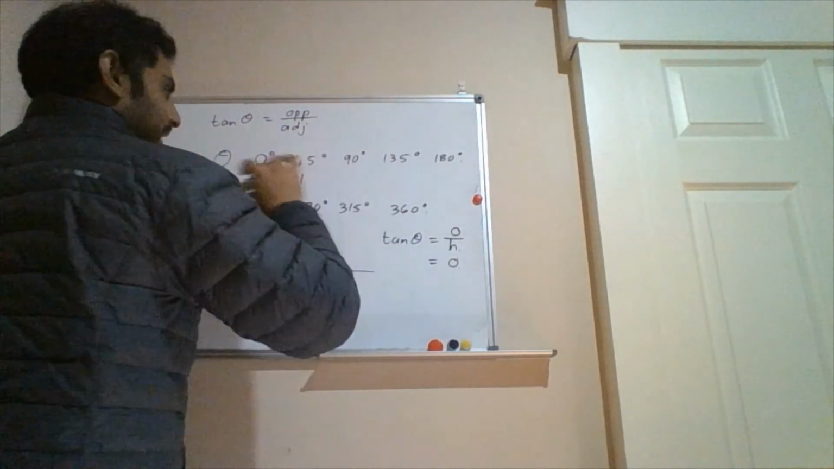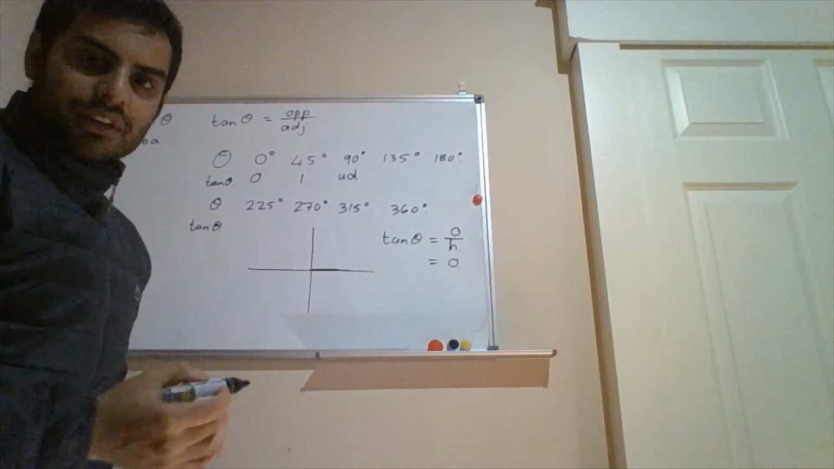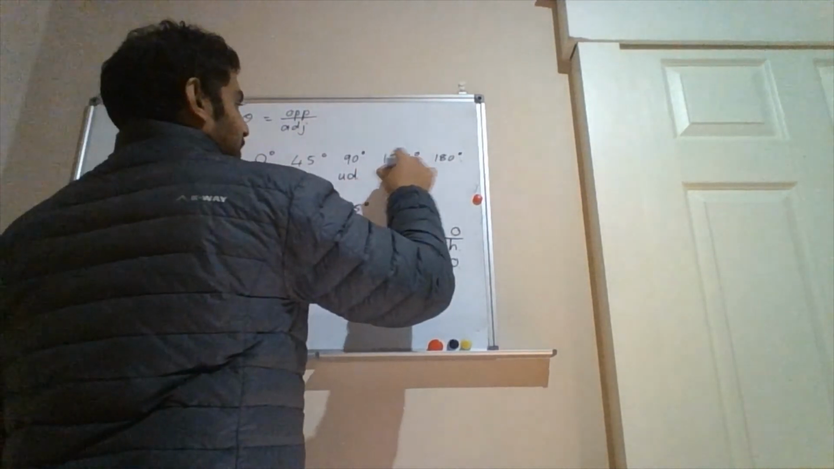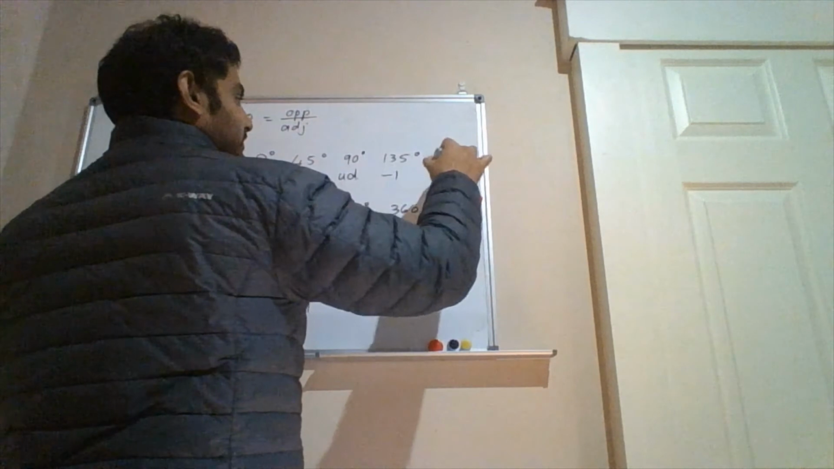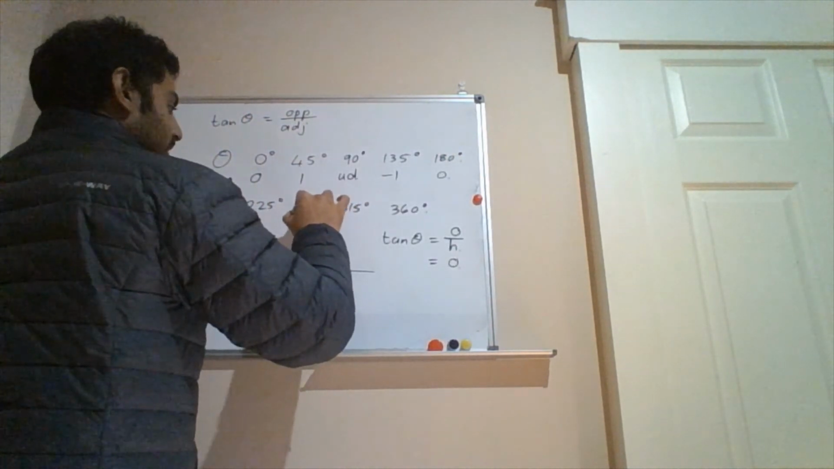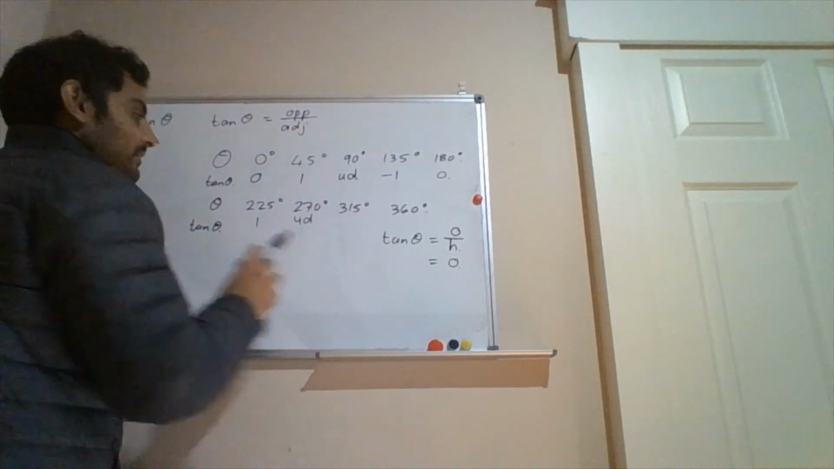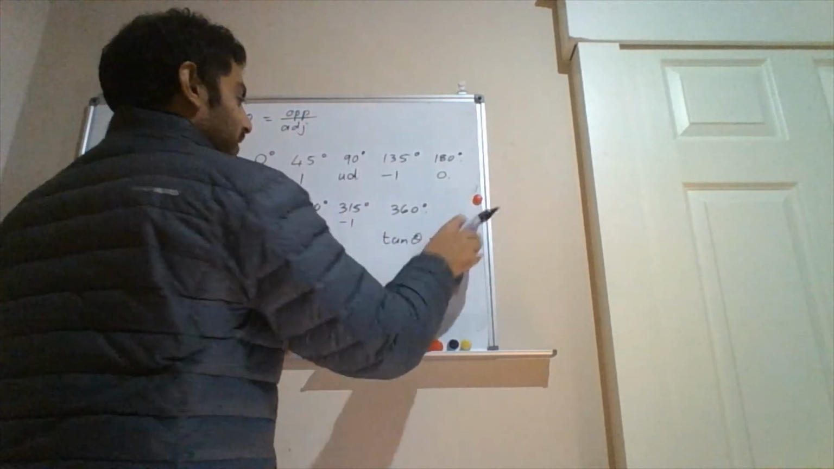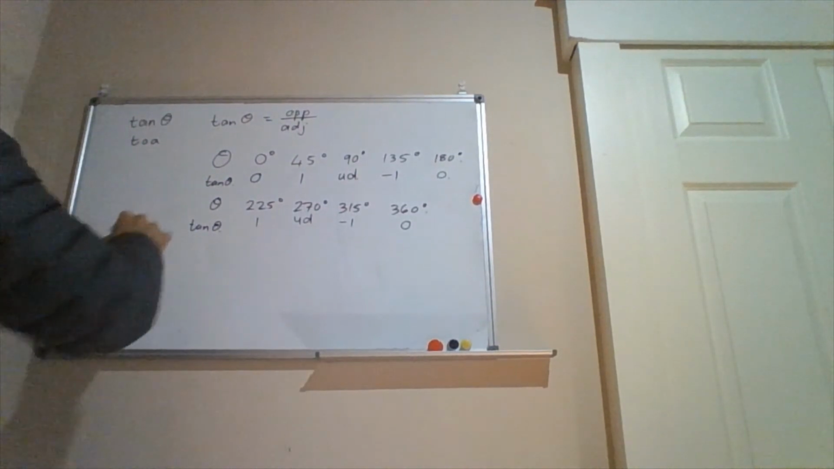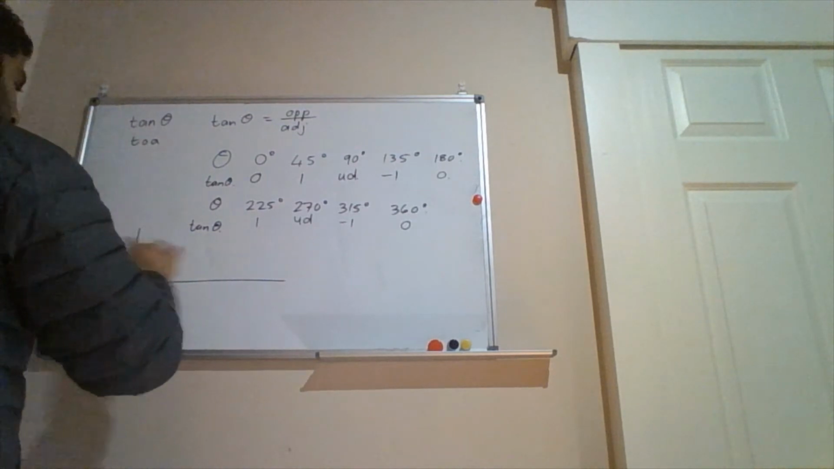We said that tan 45 is 1. 90 degrees is a vertical asymptote, and the actual value is undefined if you plug it into the calculator. 135 is minus 1, 180 is 0, 225 is 1, 270 we said was another asymptote, so it's undefined, then minus 1 and 0. So let's plug and play.